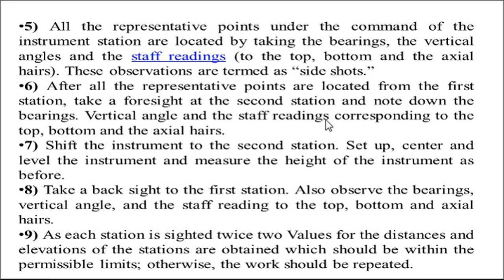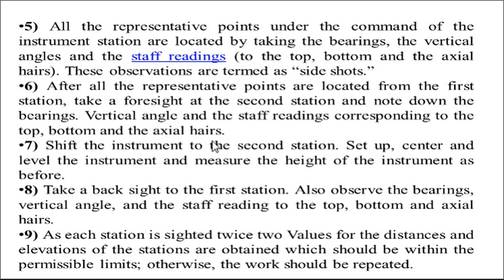Next, after all the representative points are located from the first station, take a foresight at the second station and note down the bearing also. The vertical angle and the staff readings corresponding to the top, bottom and axial hair are also taken.